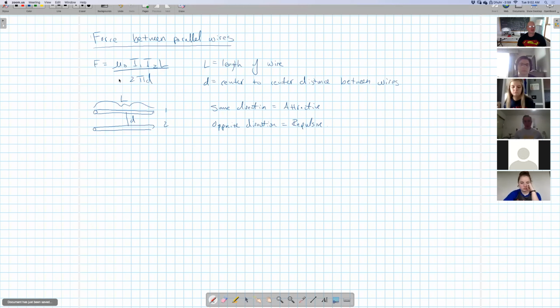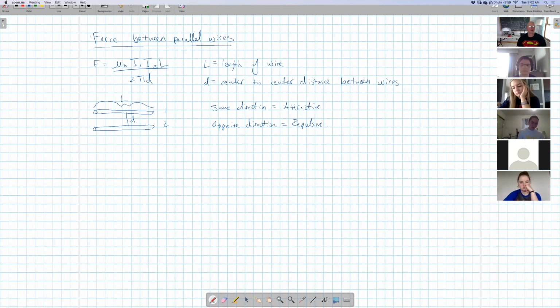Again, the force between two parallel wires, as long as they are parallel to each other, is mu naught times the current through the first wire times the current through the second wire times the length, where the length is the length of the wire itself, divided by 2 pi times the distance between the two. If they're in the same direction, that is an attractive force, and if they're in opposite directions, that is a repulsive force.